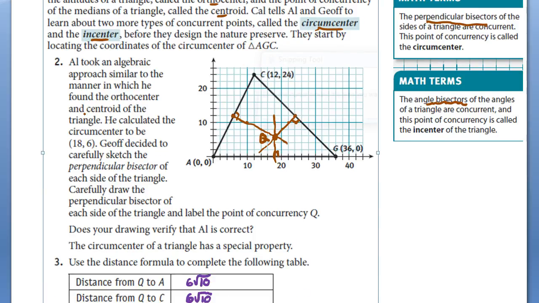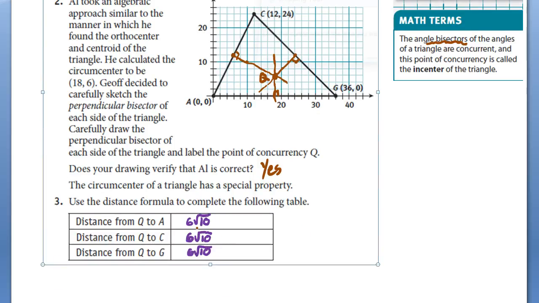Does our drawing verify Al is correct? Yes. The circumcenter of a triangle has a special property. Use the distance formula to complete the following table.